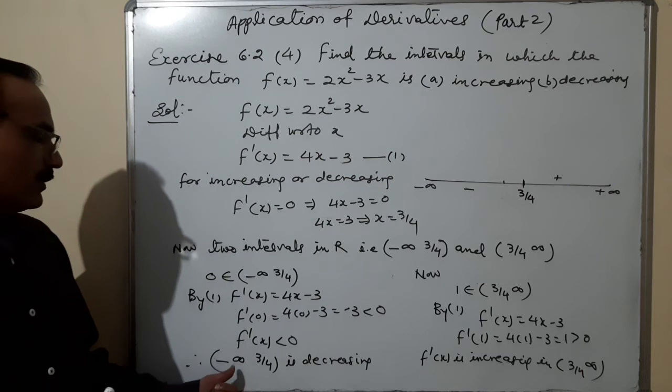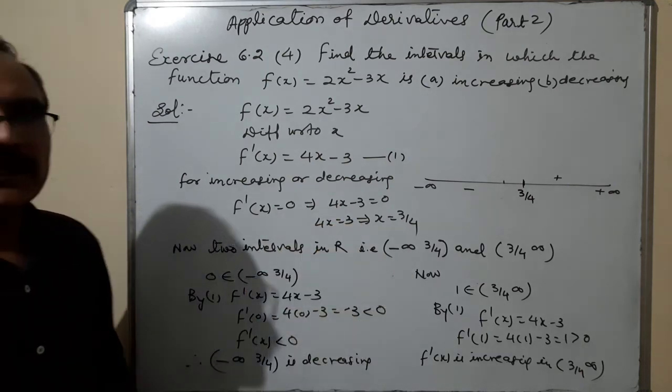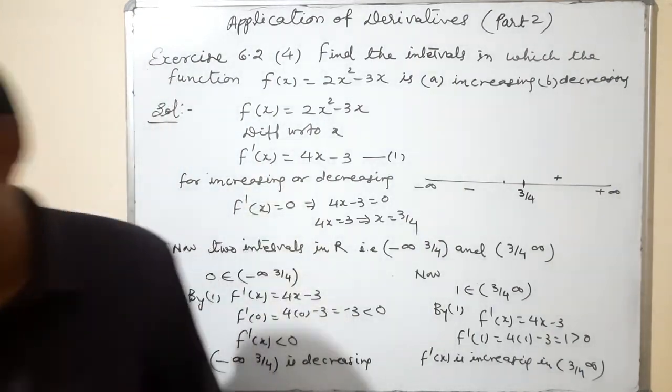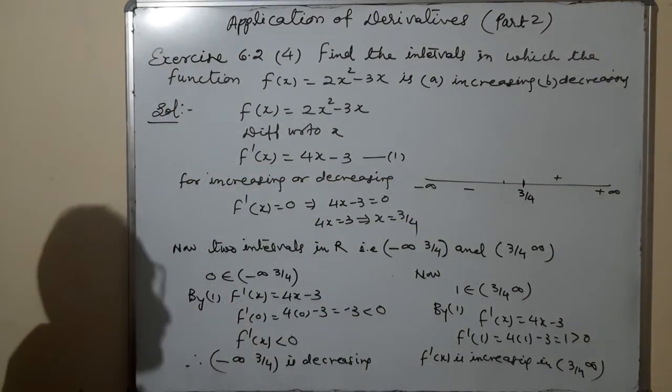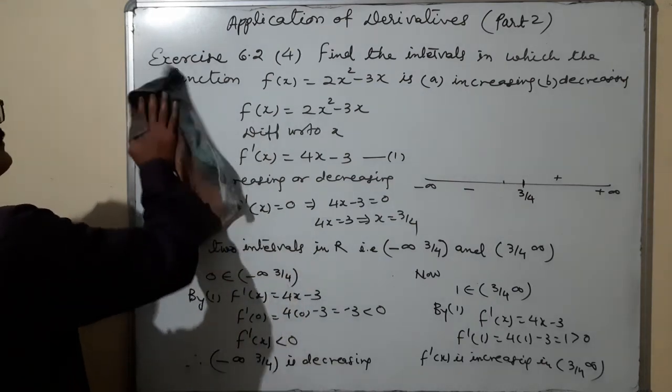So there are two intervals: minus infinite to 3 by 4, where the function is decreasing, and the second, where it is increasing. So this is the procedure by which we can find out the intervals, and the checking procedure for whether the function is decreasing or increasing. Okay.